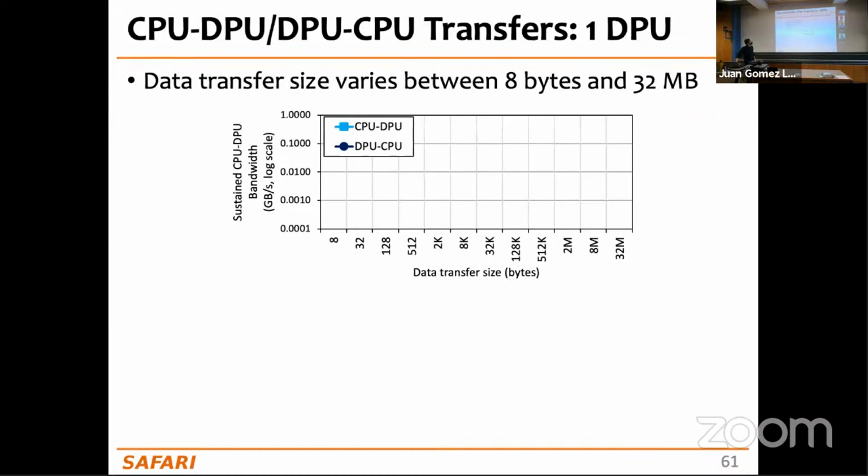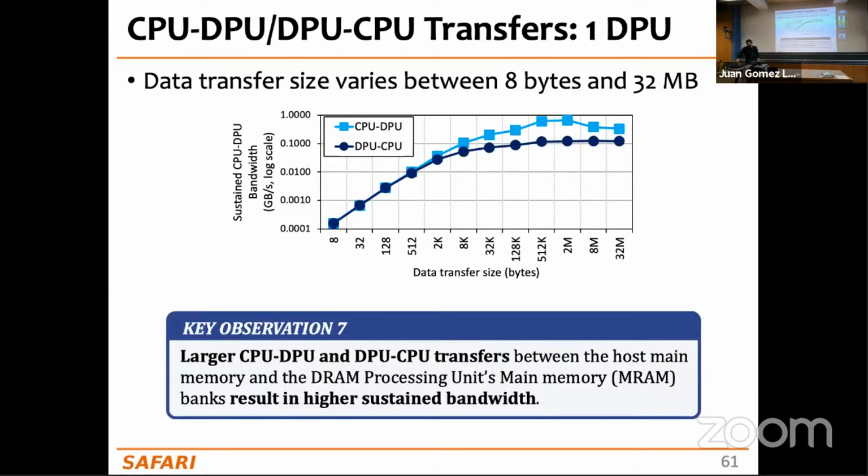Okay, so let me show you some results for the first experiment with a single DPU, where we change the data transfer size from 8 bytes to 32 megabytes. These are the results for CPU-DPU transfers. These are for DPU-CPU transfers. And the very first observation here is that larger CPU-DPU transfers result in higher sustained bandwidth.